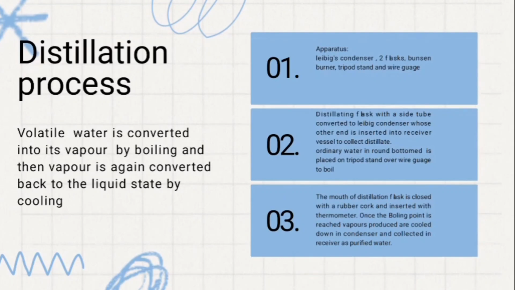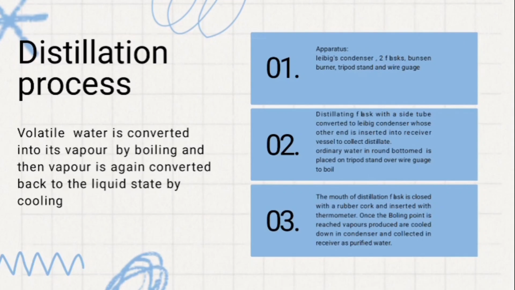Distillation process. Impure water is converted into vapor by boiling, and then the vapor is again converted back to liquid by cooling. The apparatus required are Liebig's condenser, 2 flasks, Bunsen burner, tripod stand and wire gauze. Distillating flask with a side tube is connected to Liebig's condenser, whose other end is inserted into a receiving flask to collect the distillate.